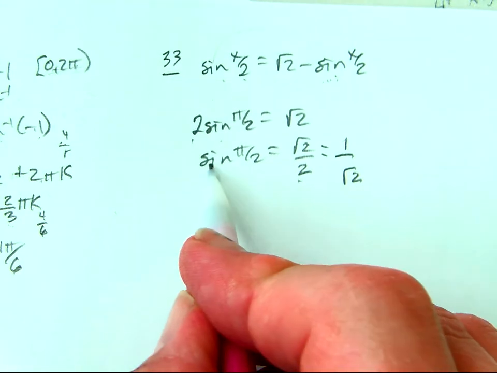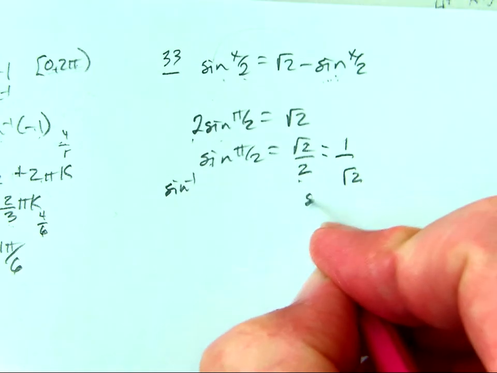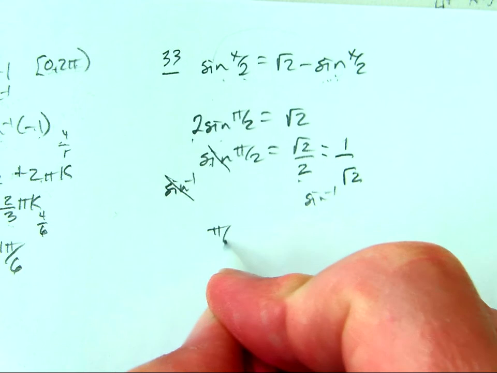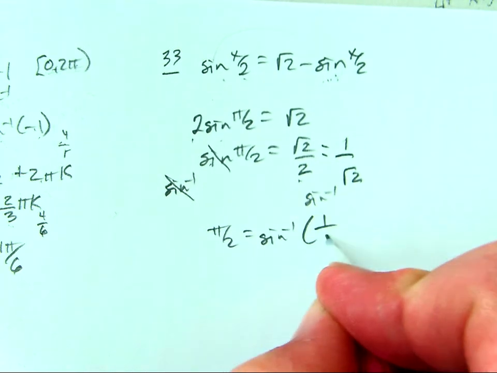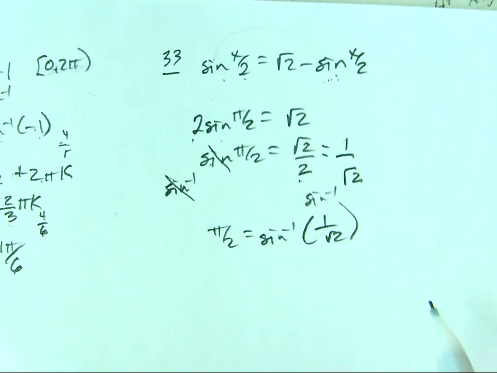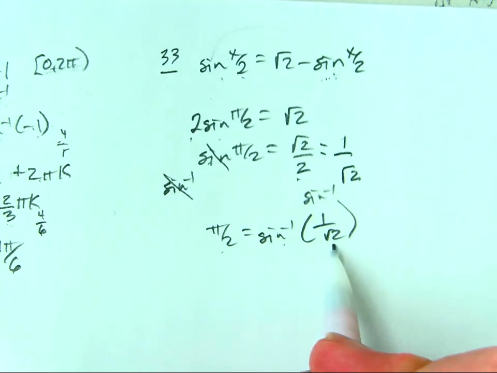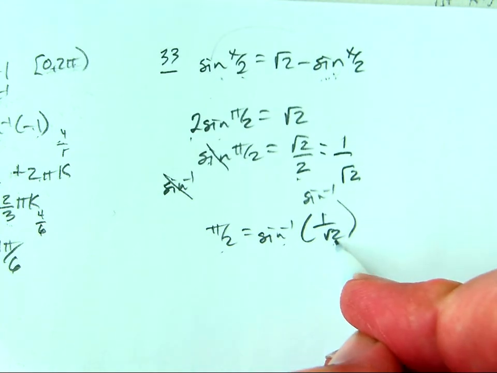Now the next thing to go is the sine. To get rid of sine, we do the inverse sine of both sides. So that gets rid of the sine. Now we have x over 2 equals the inverse sine of 1 over radical 2. So that means what angle has a sine of 1 over radical 2? Well, opposite over hypotenuse, the only one we have with a hypotenuse of radical 2 is a 45, 45, 90.